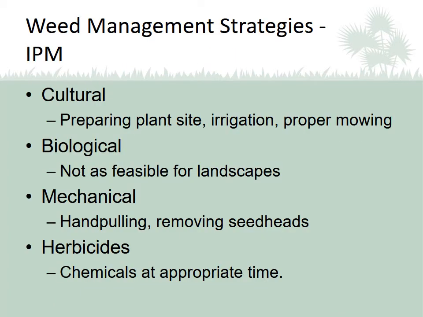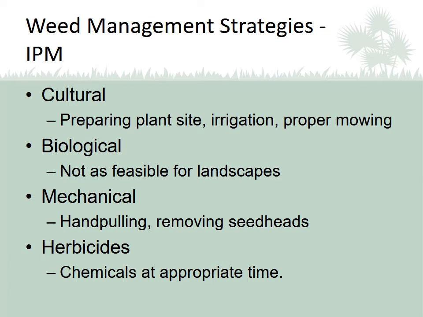Some of the specific integrated pest management strategies we can use to minimize weed problems on a piece of property are cultural strategies such as preparing the plant site correctly, proper irrigation, proper mowing. You always want to mow your lawn before the weeds have a chance to flower and set seeds. Otherwise, it's too late. All you're doing is just helping to spread the seeds more. Irrigation through mostly drip irrigation. That way you're watering just the plants and you're not watering the walkways or the open areas nearby and just encouraging weeds to grow there.